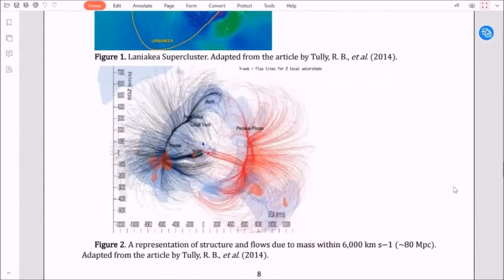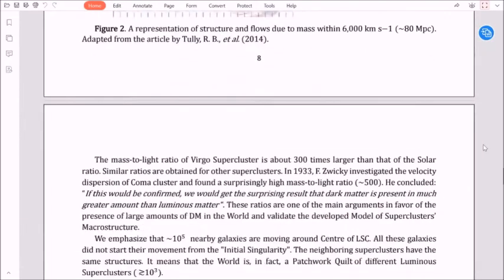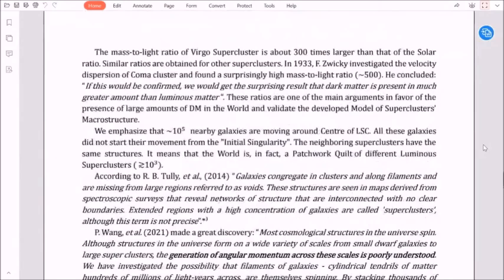Please take a look at this figure too. This is a real picture of the world with many superclusters overlapping each other. The mass-to-light ratio of the Virgo supercluster is about 300 times larger than the solar ratio. Similar ratios are obtained for other superclusters.